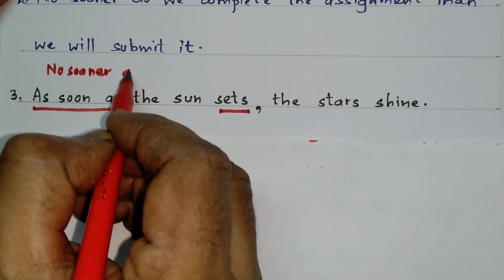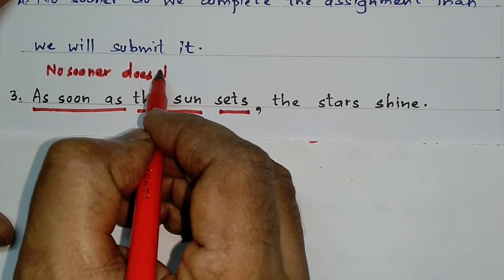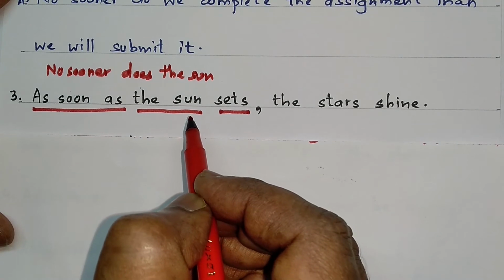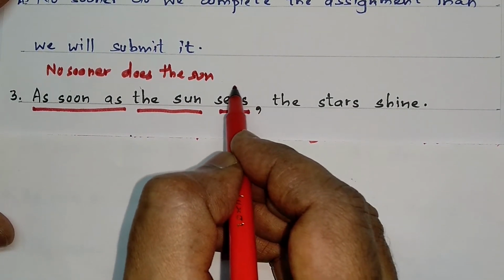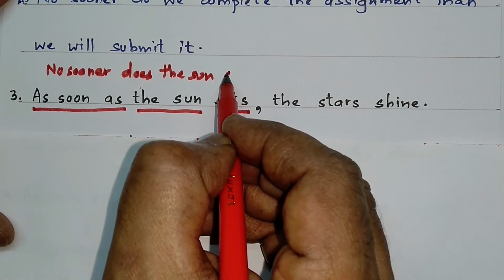We use does, followed by the subject. The subject is the sun. Now we have already used does. So we will use the base verb of sets. The base verb of sets is set.